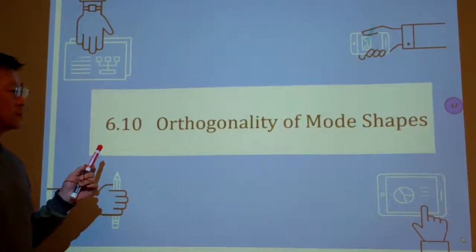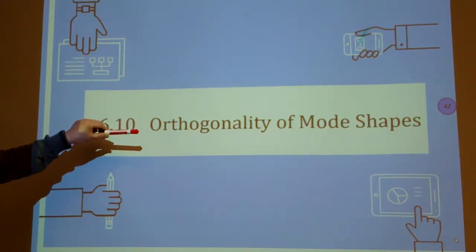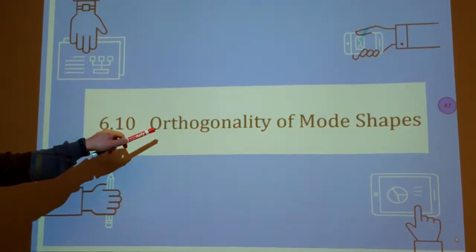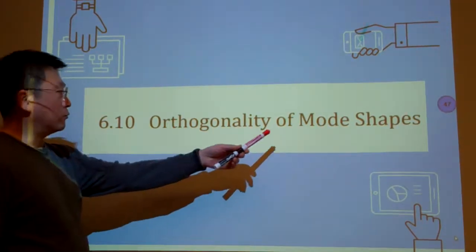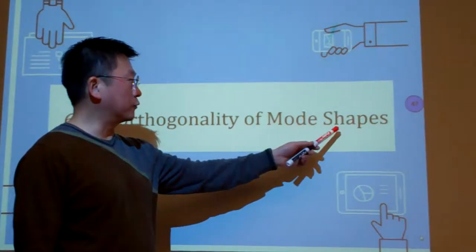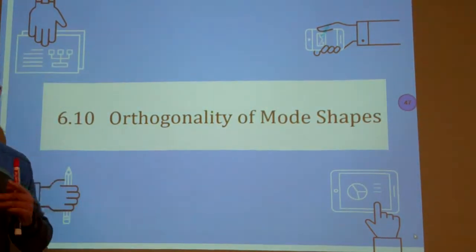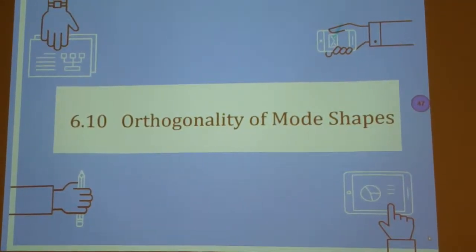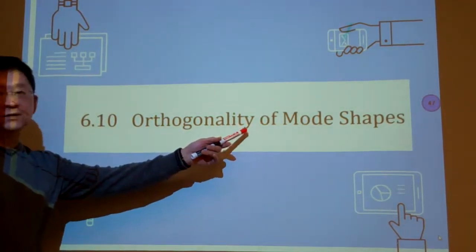Okay, so this is called the orthogonality of the modal shapes or modal vectors. Modal shapes, mode shapes, or we call them modal vectors, or vibration modes. Those terms are sometimes swappable. And this is a very special property.